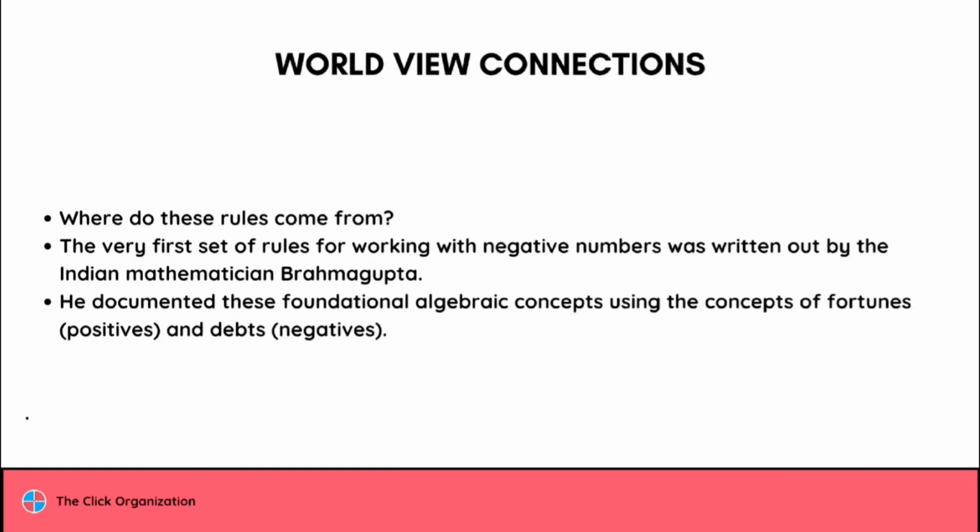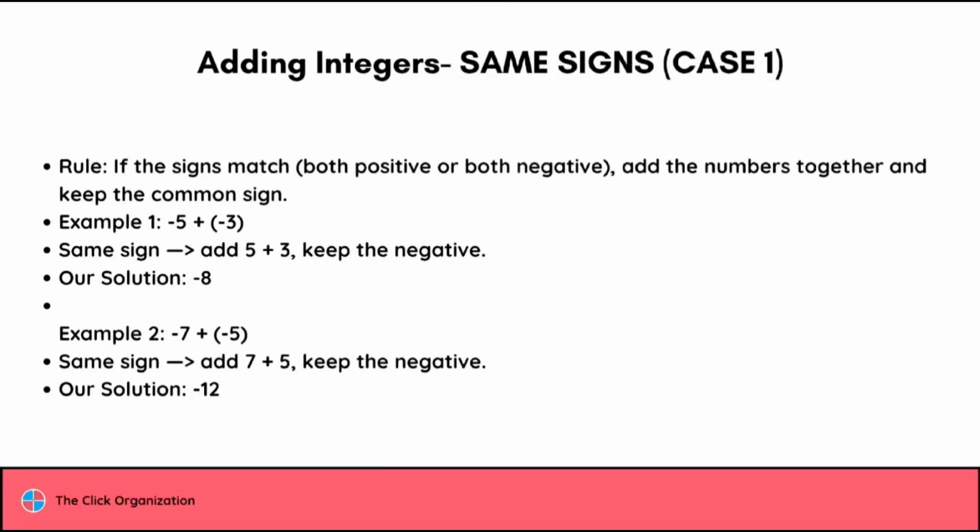Let's look at the worldview connections. Where do these rules come from? The very first set of rules for working with negative numbers was written out by the Indian mathematician Brahmagupta. He documented these foundational algebraic concepts using the concepts of fortunes for positives and debts for negatives. So the rule says that if the signs match, both positive or both negative, add the numbers together and keep the common sign. Now, in order to understand this rule even better, let's look at example number 1.